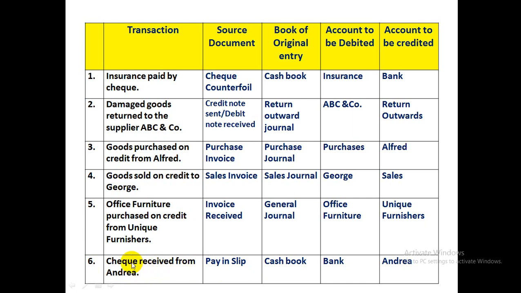The account to be debited is the bank because we had received check. The account to be credited is the trade receivable account of Andrea. So the Andrea's account will be credited. This is how the columns related to source document, book of original entry, account to be debited and account to be credited will be filled up in such questions.